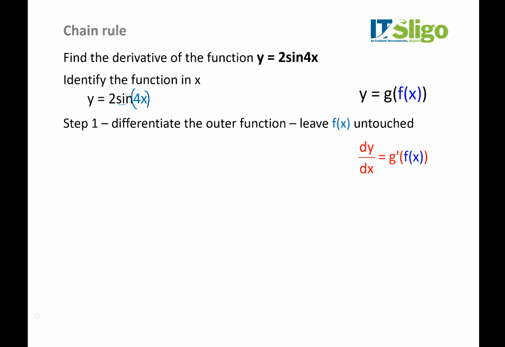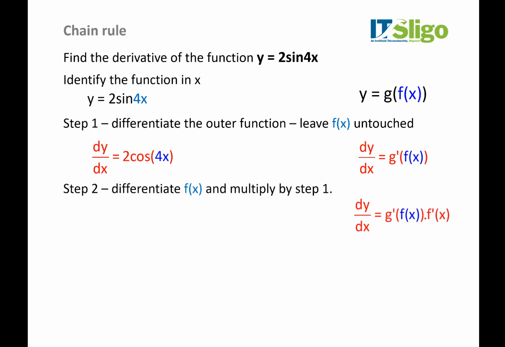I'll just try and change the colors a bit more. When we differentiate sine, we get cos. Now we leave f(x) alone. So that's step 1. Now step 2 is to differentiate 4x, which is 4, and we multiply it then by step 1. Differentiate f(x), multiply by step 1. So the derivative of 4x is 4.